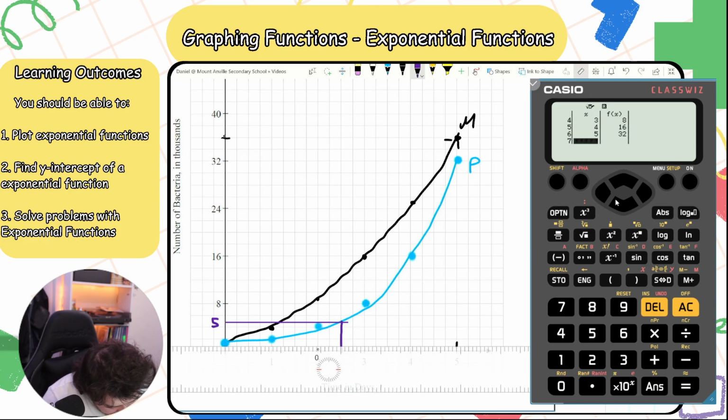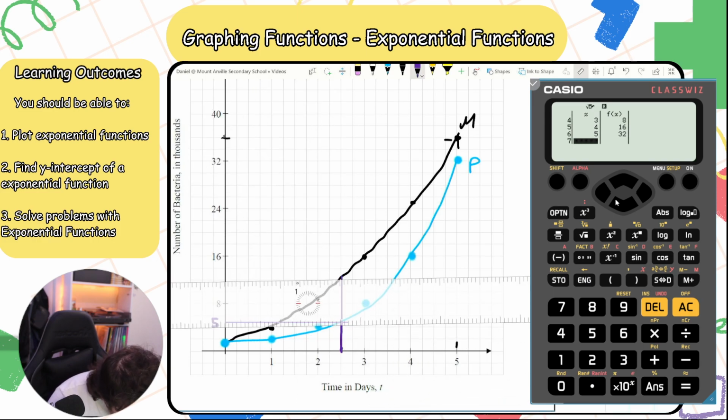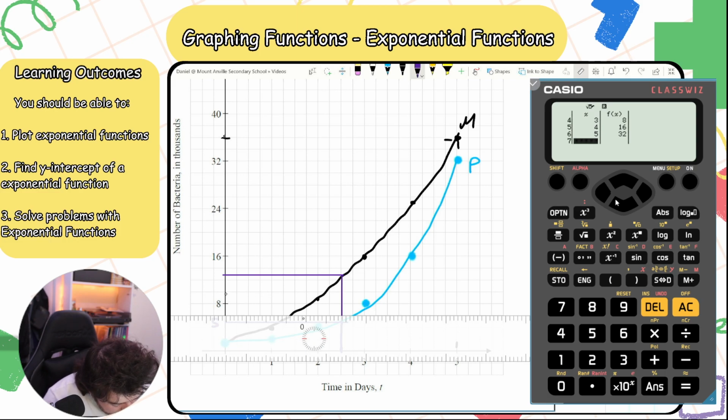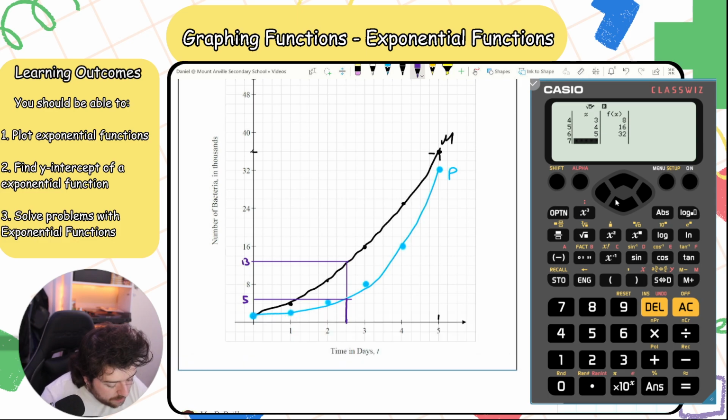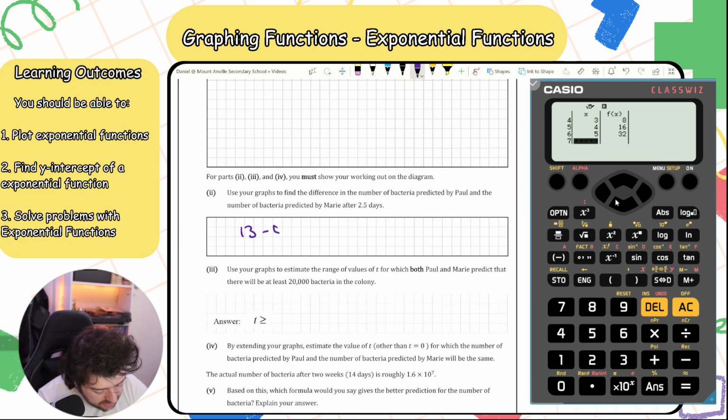Yeah, I'll say 5. And then Marie predicts, what would that be? 10, 12, 13. So Marie predicts 13,000. Remember, we're working with thousands here. And then Paul predicts 5,000. So the difference, 13 minus 5 is equal to 8. So 8,000 is the difference between them.